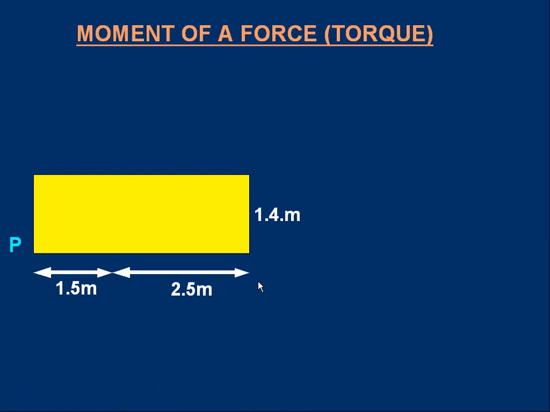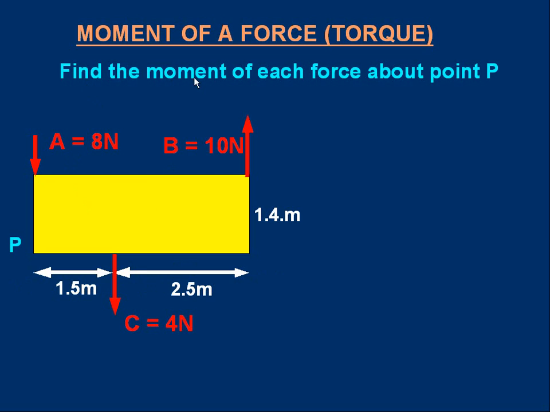Another problem for you. Here's a block, side view. I've called the bottom left corner P. Now I've given you some dimensions here. I'm going to mark some forces on here. So we're going to apply forces A, B and C as shown, and your task is simply to find the moment of each force about point P. So pause and try that for yourself.